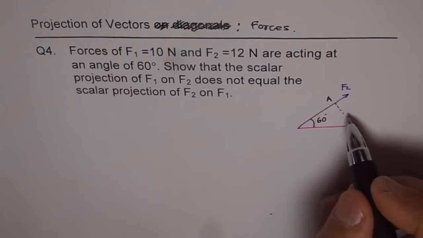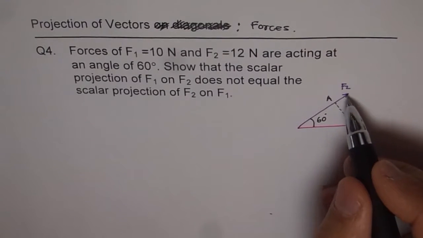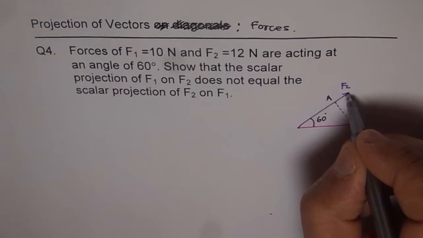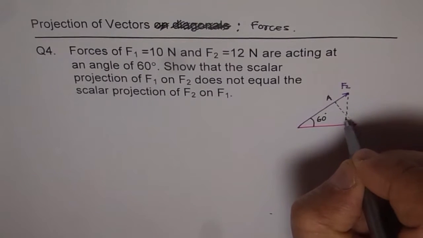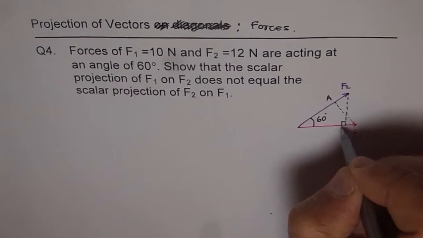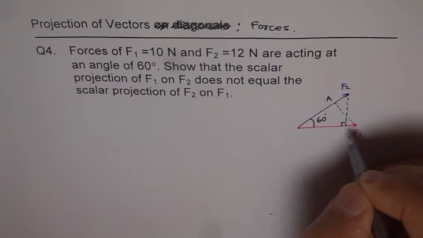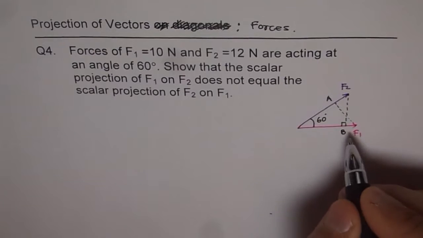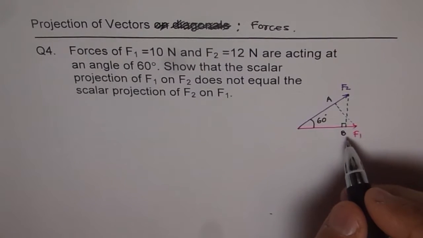And what is the scalar projection of F2 on F1? The scalar projection of F2 on F1 will be something like this, making 90 degrees here. Do you see that? So let me call that point B. As you can see, they are totally different, right?